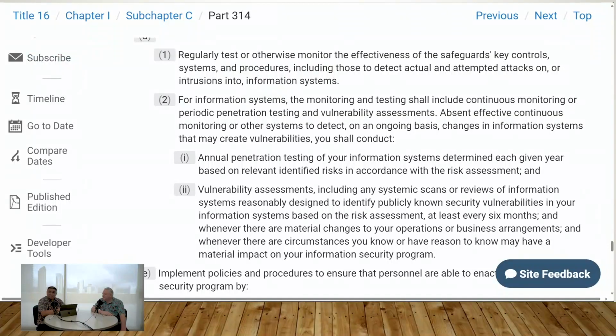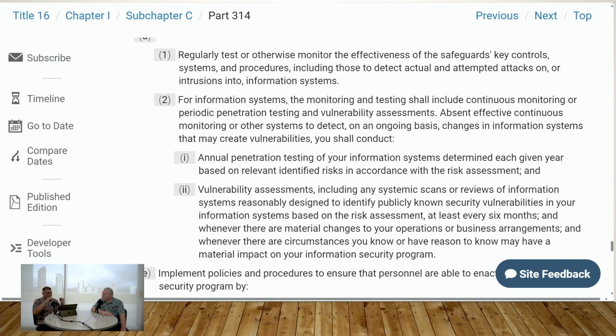All right, so let's go ahead and dive in, right? So this is the text, where we're reading it as it's written in the compliance itself. And one of the elements there is you have to regularly test or otherwise monitor the effectiveness of the safeguards, key controls, systems, and procedures, including those to detect actual and attempted attacks on or intrusions into information systems. So that's a lot, right?